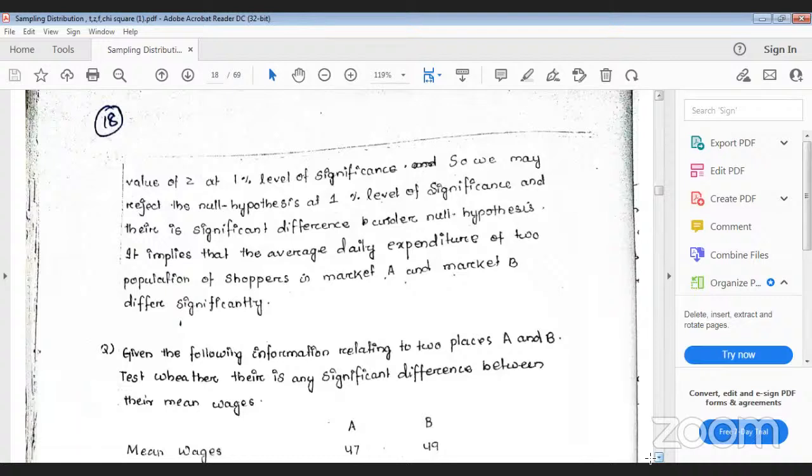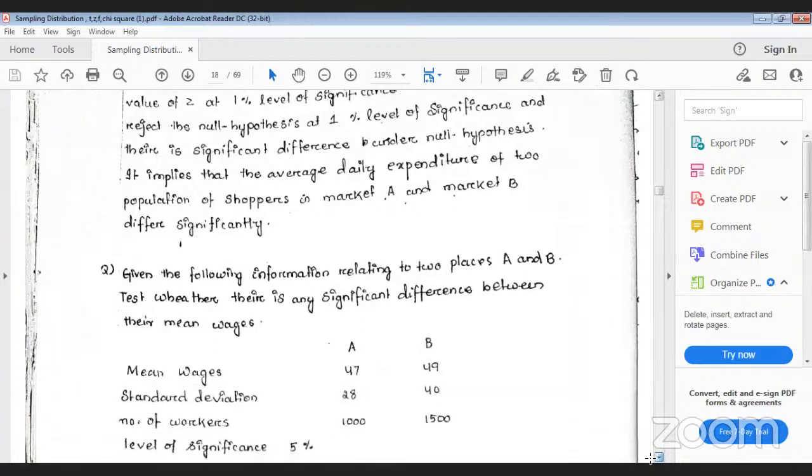So I think all of you are clear for this particular problem. Hello? Yes, madam. Yes, madam. Very good. Then next we'll come to another example.